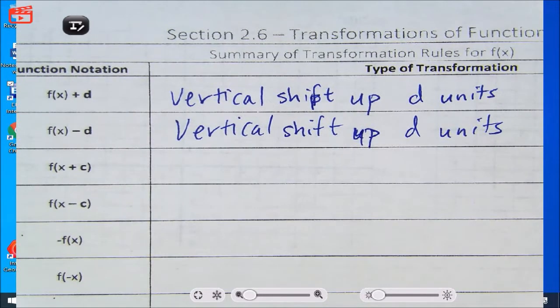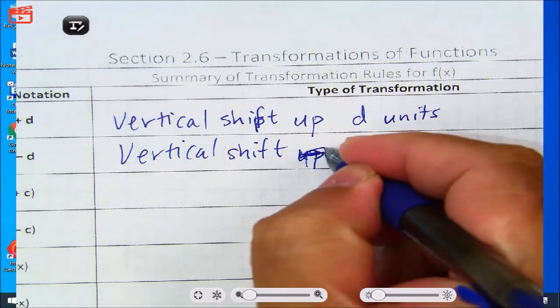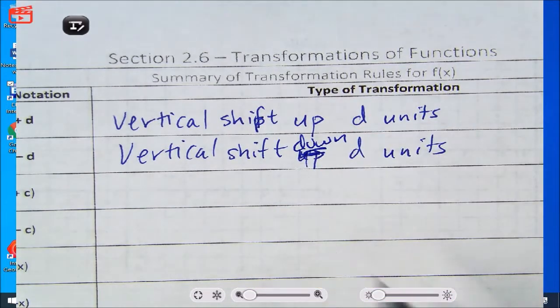How is number 2 up if it's down? You said down and then you wrote up. What? It says down. Oh, okay.